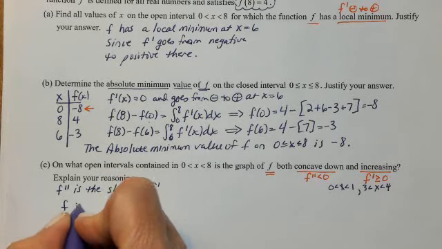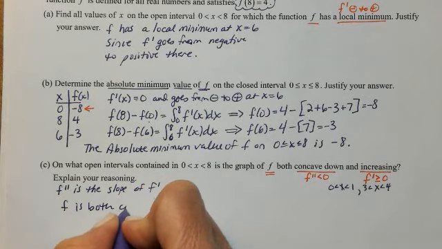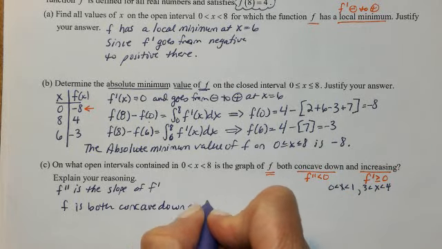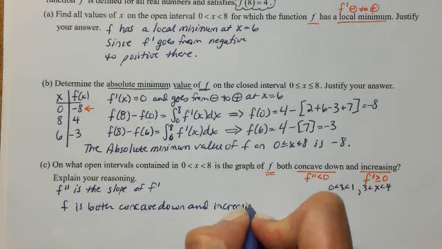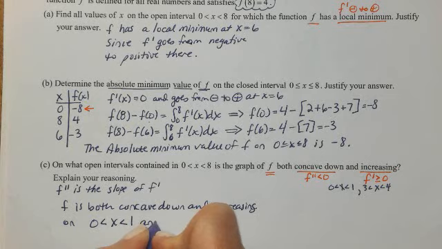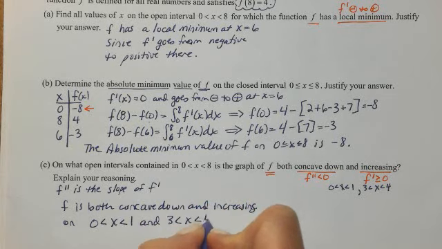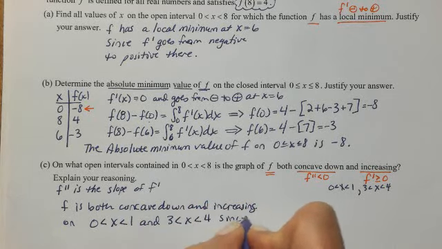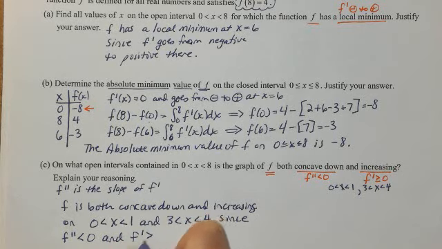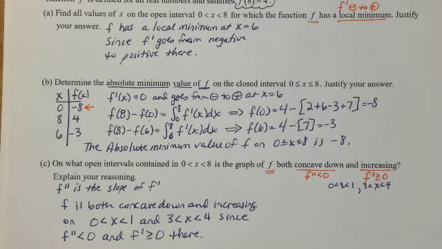So f is both concave down and increasing on 0 to 1 and 3 to 4, since f double prime is negative and f prime is positive. I'm just repeating what they wrote. You can put equal if you want to, but you don't have to.